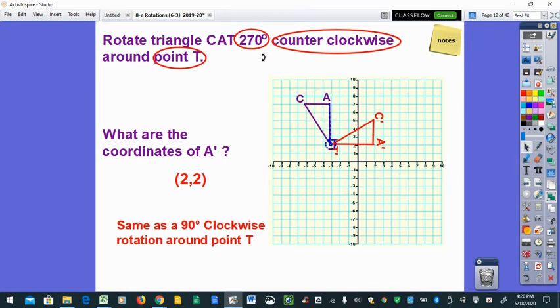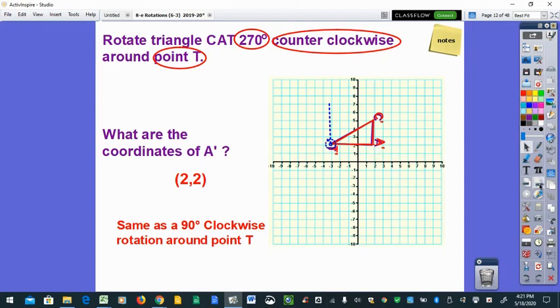Now, I don't know if you've noticed something, but 270 degrees counterclockwise is actually the same thing as 90 clockwise. So if you're going to go 3/4 of the way around in the counterclockwise direction, you could have just gone 1/4 the other way. So a 90 degrees clockwise rotation around T is the exact same thing as a 270 counterclockwise. So you're going 3/4 one way. The shorter way would have been to go 1/4 the other way. Where was A prime? It would end at 2, 2, which would be right there, which I'm pointing to.